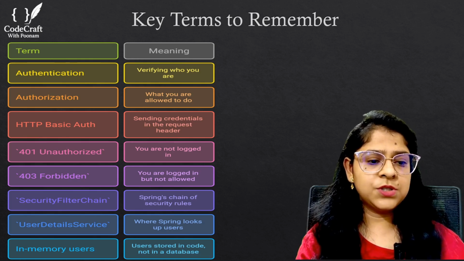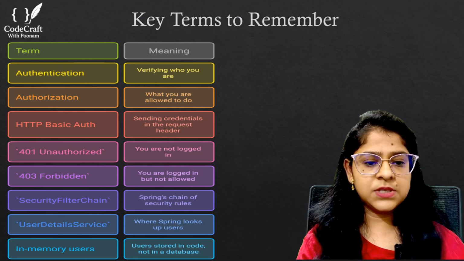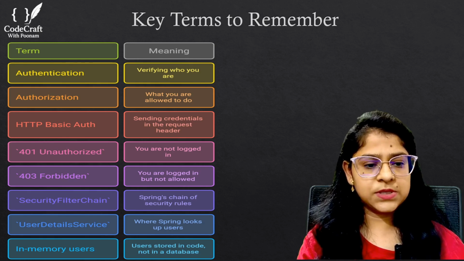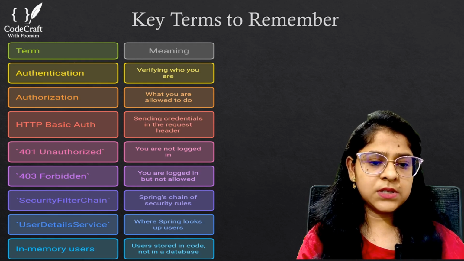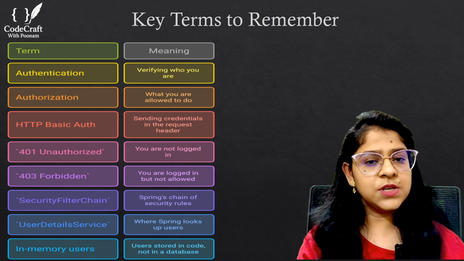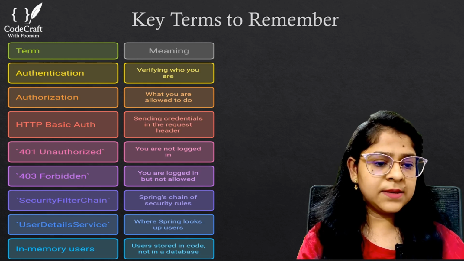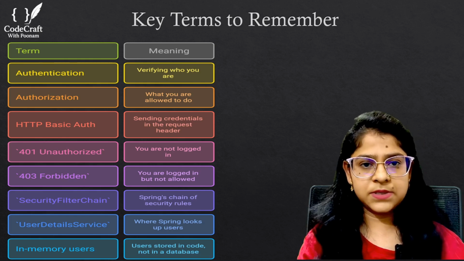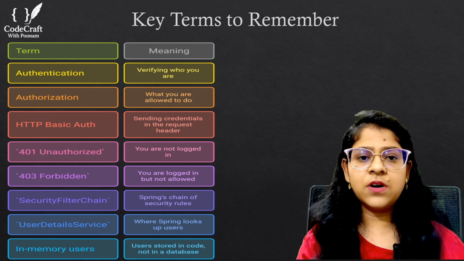And then coming to the security filter chain. This means Spring's chain of security rules. UserDetailsService is where Spring looks up the users. Okay, and then in-memory users are users stored in code, not in a database. Okay, so now we will have a code walkthrough.